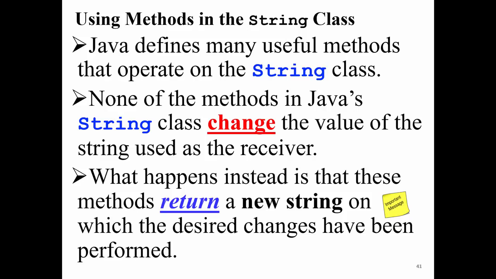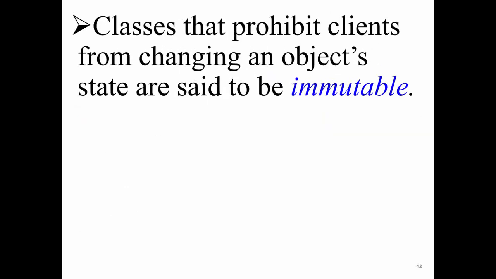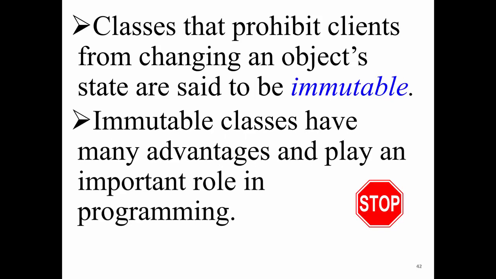So if you take a string and ask for toUpperCase, you want to convert all the letters of this string to uppercase, it will create a new string and return it back to you. It will not change the current state. So this is a class called immutable, and immutable classes play a very important role in programming. Later on you're going to come across the concept of immutability: you want to create it and nobody can change it. The only way to change it is to destroy the one and create a new object.